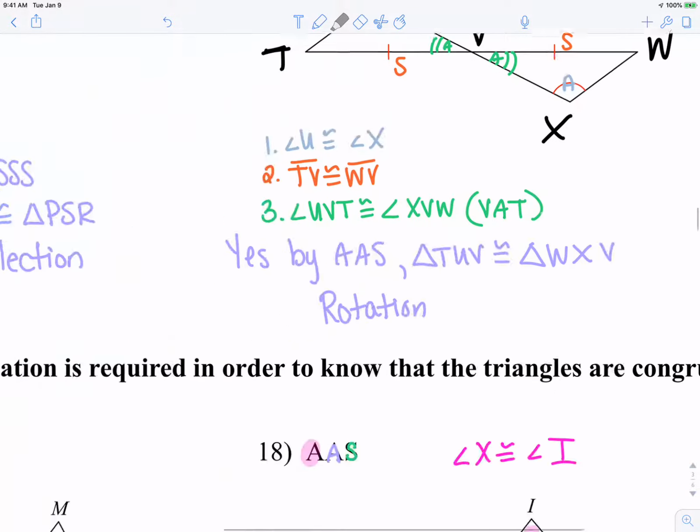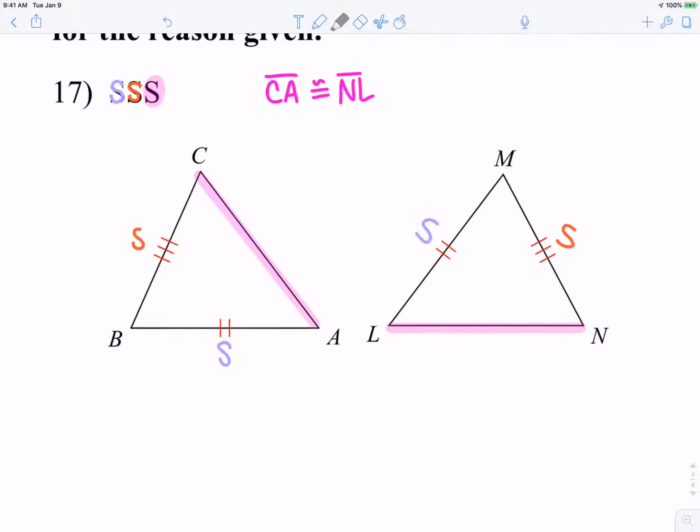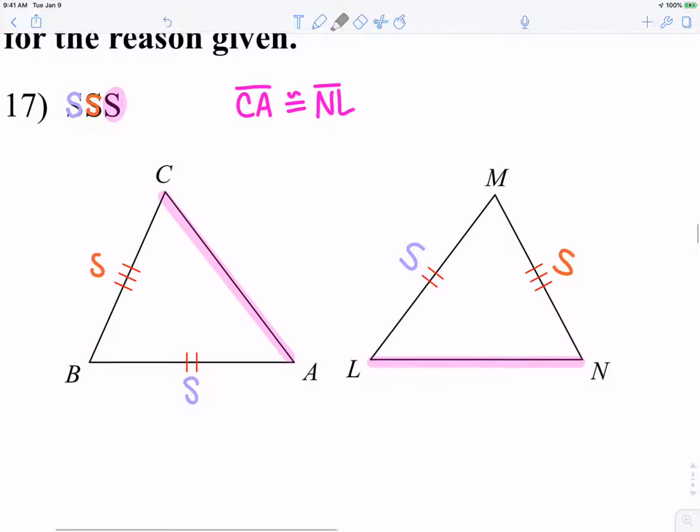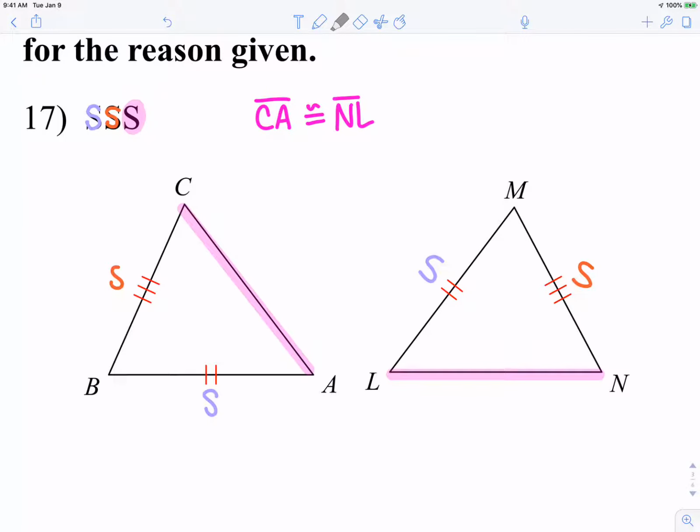Okay, the next part is to find out what's missing. So when I look at number 17, I start out knowing that these two sides are congruent. So I've got the side taken care of. These two sides were marked congruent. So what's missing is the third pair of sides. So that would be side CA congruent to NL.